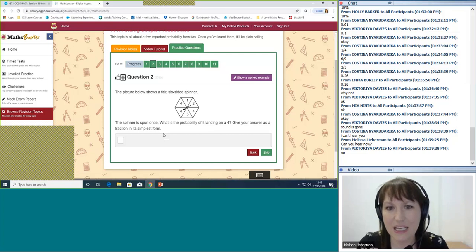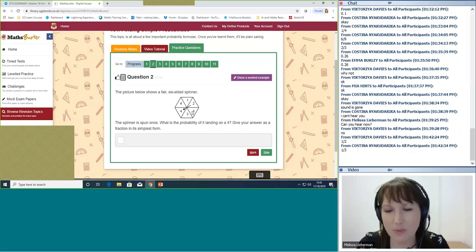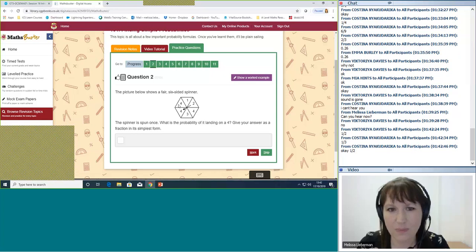What is the probability of it landing on a 4? What do you think? So the first thing to do is to say, well, how many 4s are there on the spinner? So there's 1, 2, 3 4s altogether. And how many possible outcomes are there? Well, there's 1, 2, 3, 4, 5, 6, six-sided. So the probability of it landing on a 4 will be 3 out of 6, or 1/2, because there's 3 of them. Does that make sense?